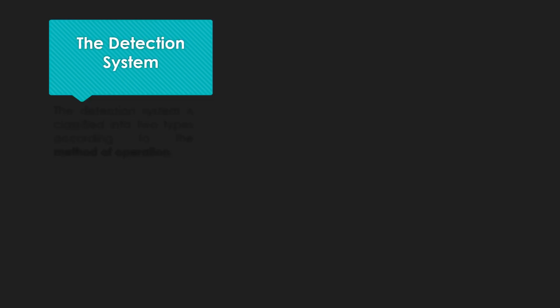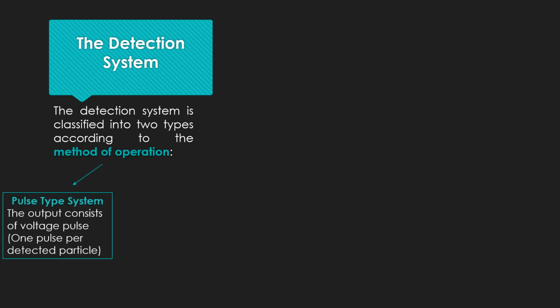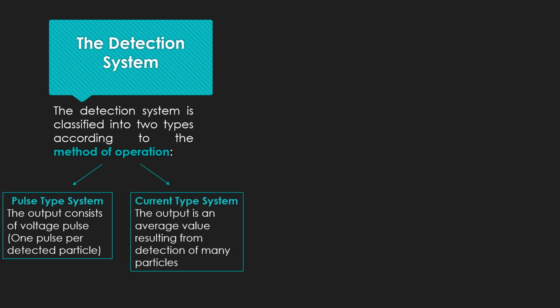Before starting with the scintillation detectors, I'm gonna talk about the detection system, which is classified into two types according to the method of operation. The first type is the pulse system type, where it is given one pulse per detected particle. The second type is the current type system, where we have average value resulting from detecting many particles.